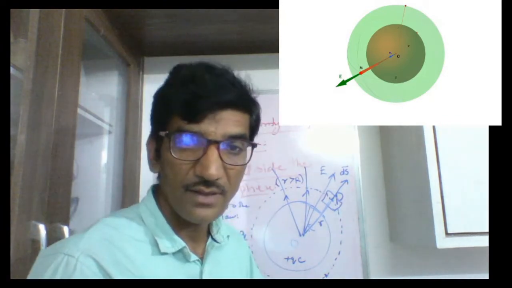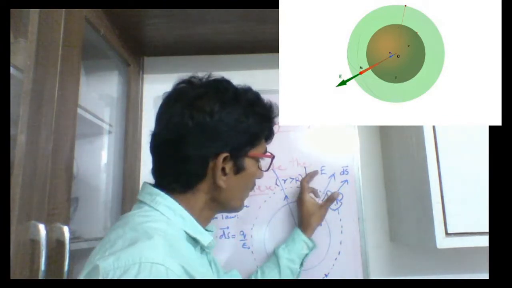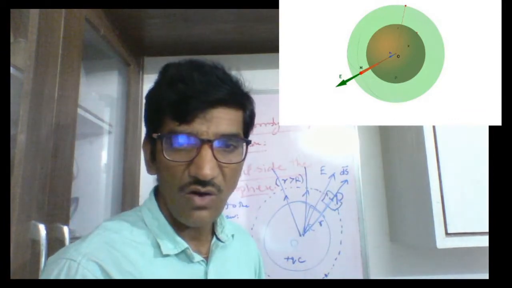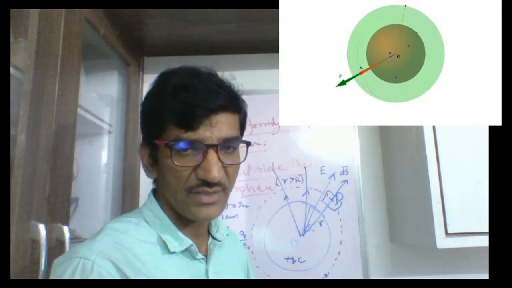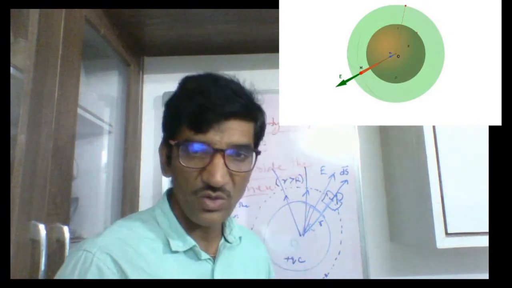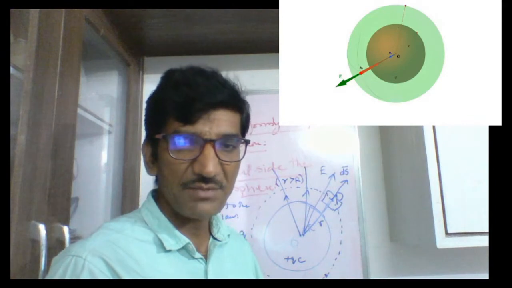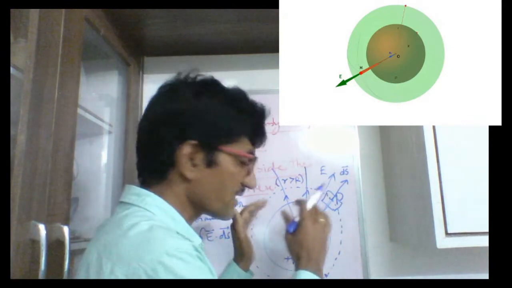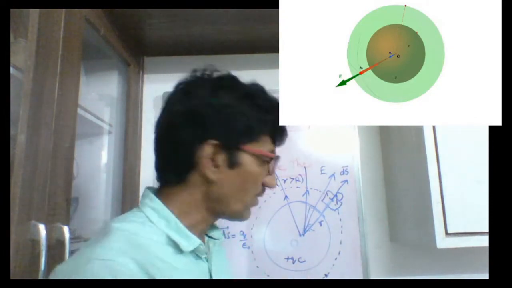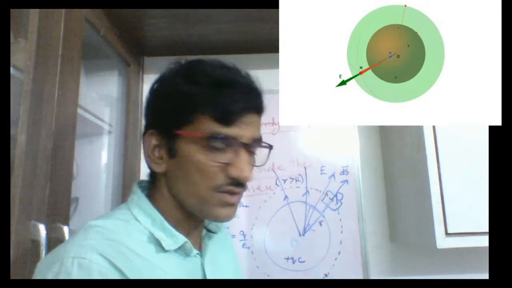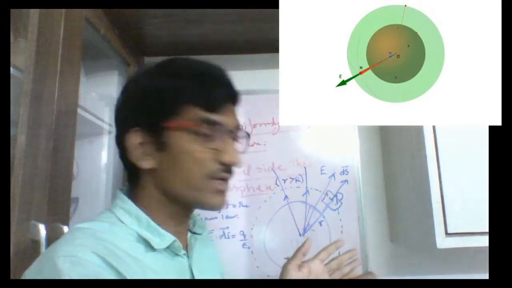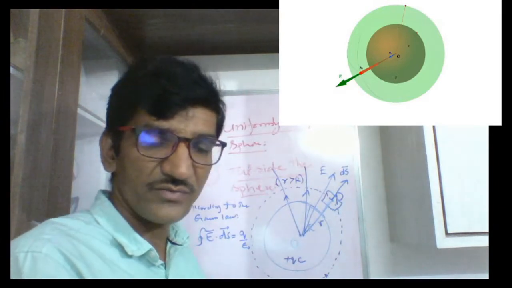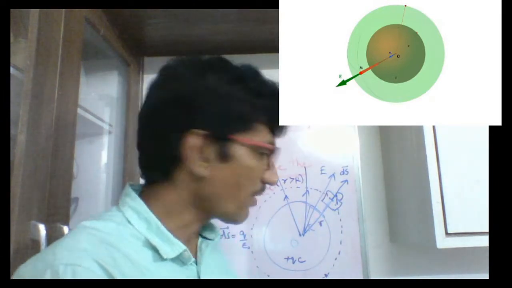Now what is the angle between this E and ds here? Both are parallel. Both are directed outwards. This helps you to find this E dot ds. This is a symmetrical problem. All the field lines start at O and go outside. Why? Because this is a positive charge. Otherwise, all of them enter into the center. That you have to keep in mind.